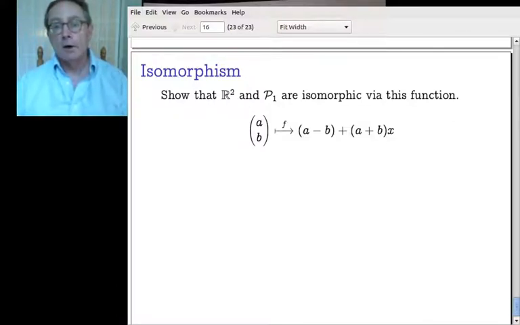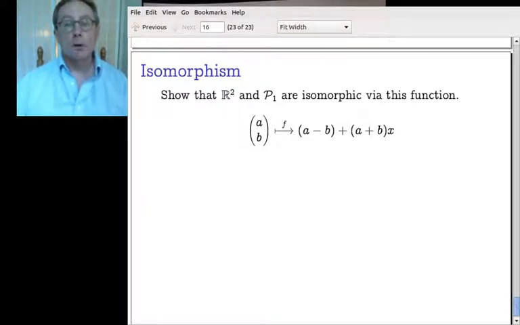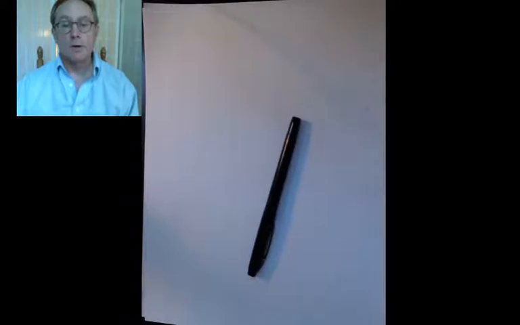So we have the space R2, the regular plane, and the space P1, which is the linear polynomials, and I want to show that they're isomorphic, not using the obvious isomorphism where the first component maps to the constant term and the second component maps to the coefficient of x, but instead using a little different isomorphism. That makes it more technically difficult, and that illustrates what we want to illustrate for the check-in. Okay, so let me bring that down and start working.